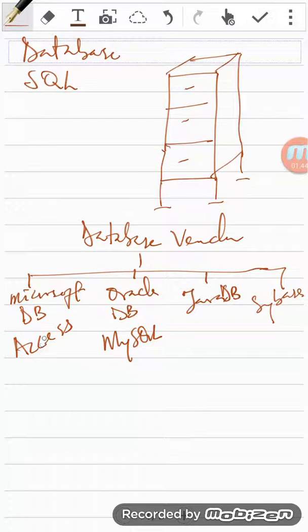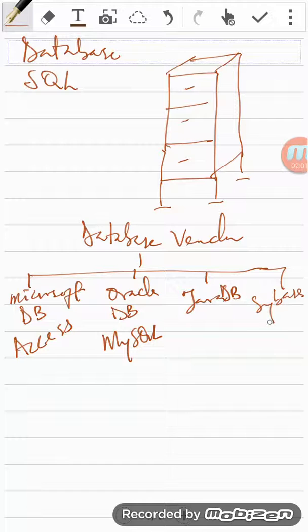You would have noticed this on your computer when you go to the Microsoft folder from your start menu and you look at the Microsoft Office folder. There you will see Microsoft Access on the list. That is a type of database of Microsoft.